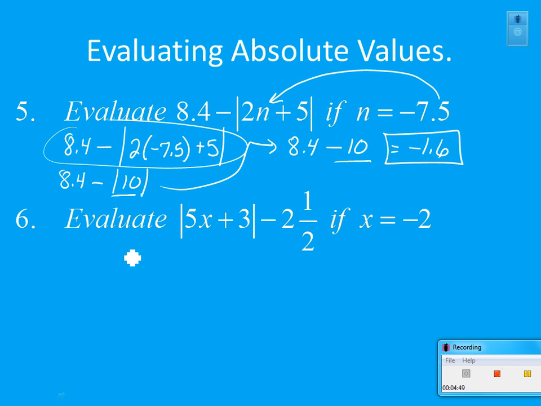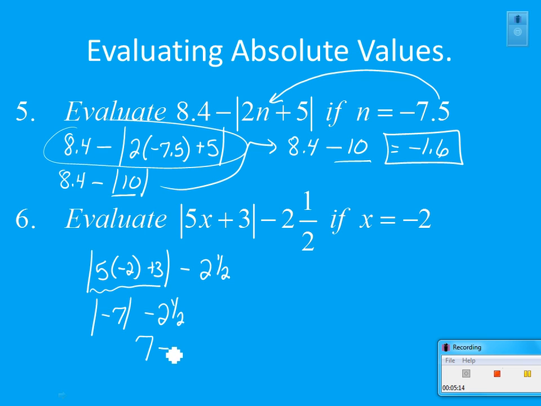Here's my number 6. I've got the absolute value of 5 times negative 2 plus 3, minus 2 1/2. Well, you're going to run this part through your calculator first. 5 times negative 2 plus 3 becomes the absolute value of negative 7, minus 2 and 1/2. Absolute value of negative 7 is 7. So I got 7 minus 2 1/2. So in your calculator, you can go 7 minus 2, fraction key 1, fraction key 2, and you're going to get an answer of 4 and 1/2.